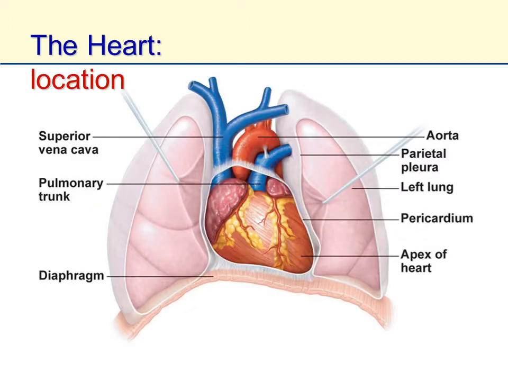The heart. First we will talk about the location of the heart. The heart is located in the thoracic cavity medial to the lungs. يعني راح تكون lungs lateral to the heart and posterior to the sternum. If you look from anterior, the sternum will be on the anterior side and the heart will be posterior to the sternum.